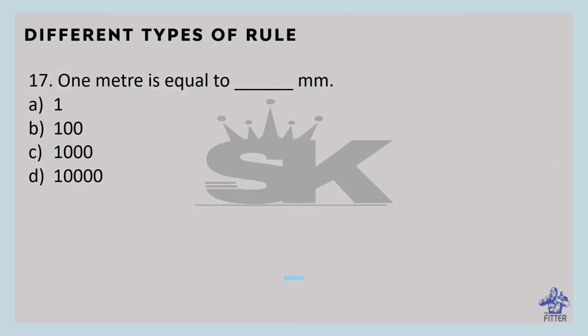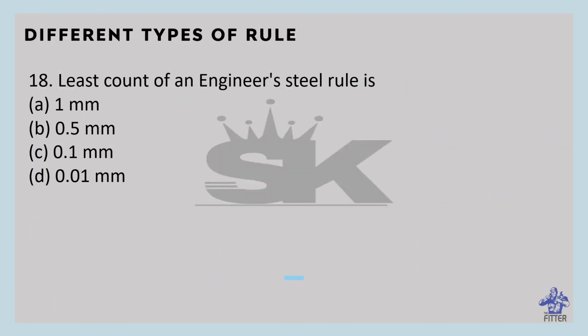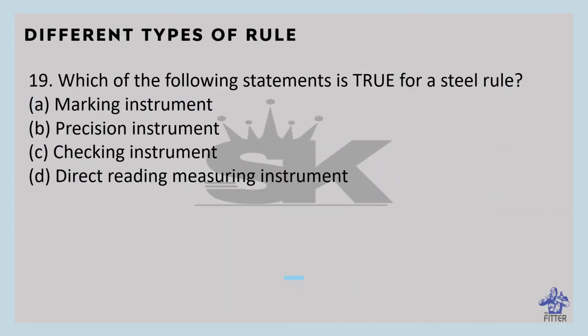1 meter is equal to how many mm? That is 1000 mm. Least count of an engineer's steel rule is, we have discussed it before, 0.5 mm. Which of the following statements is true for a steel rule? Marking instrument, precision instrument, checking instrument, direct reading measurement, measuring instrument. So option D is right.